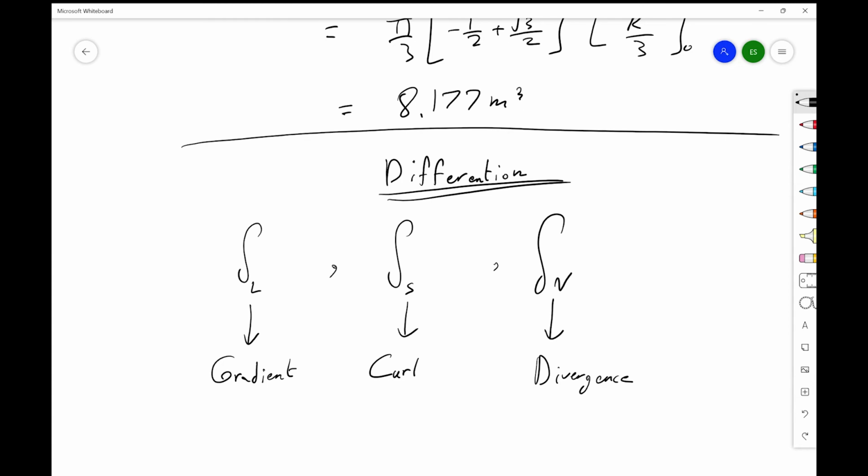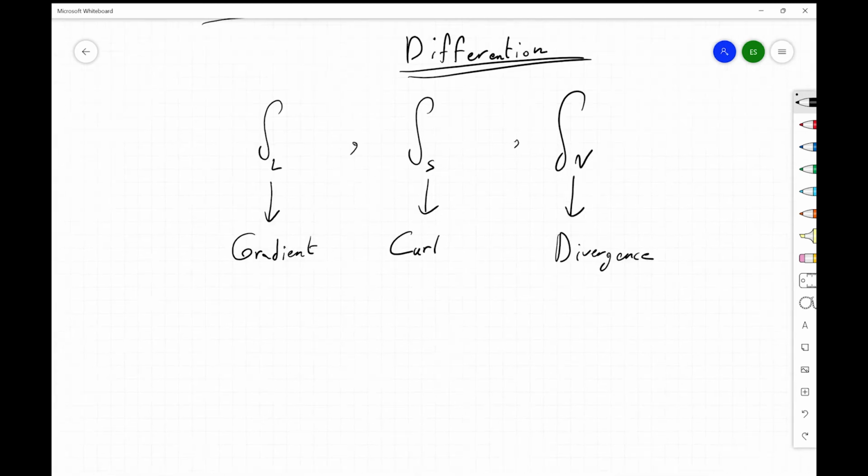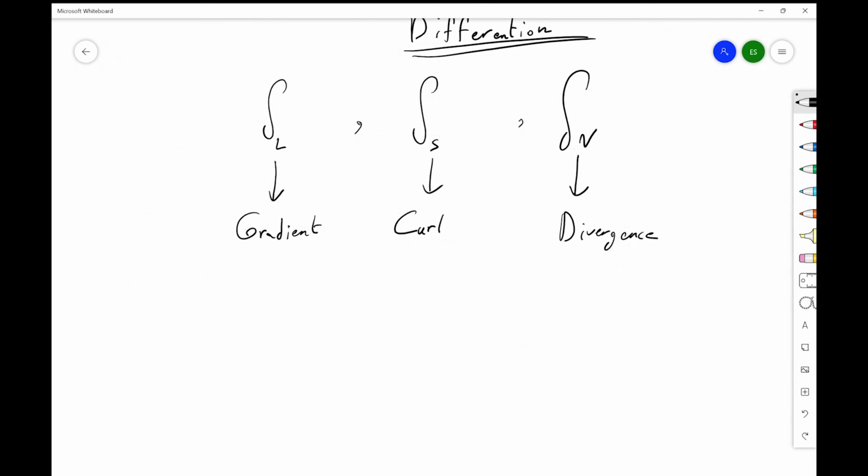And the relationship between those 3 different kinds of integrations and differentiations is exactly the relation embodied by the fundamental theorem of calculus for integration and differentiation on a real line. So we talked about that last time. So let's start with the gradient.